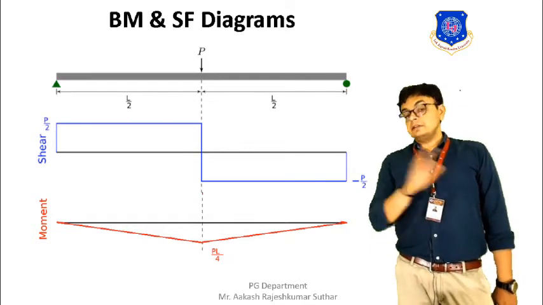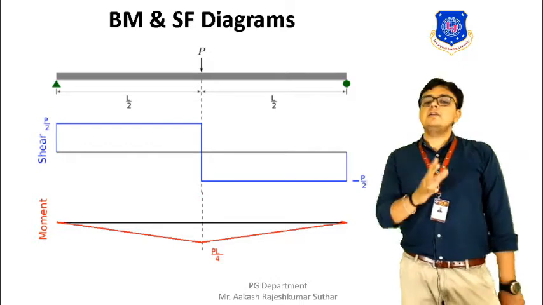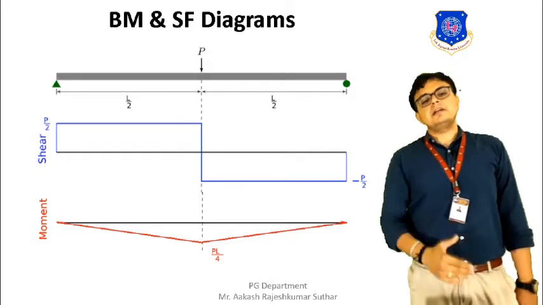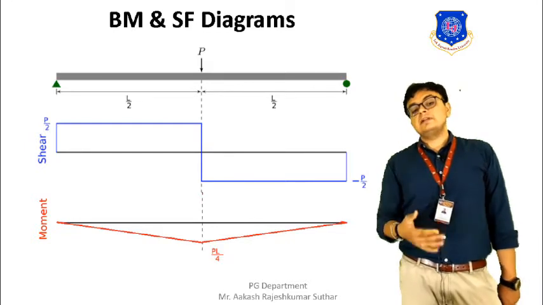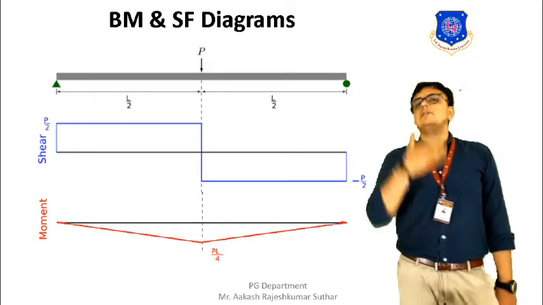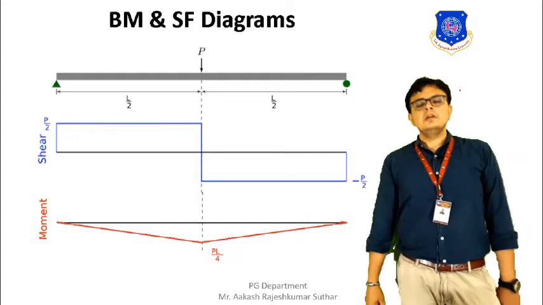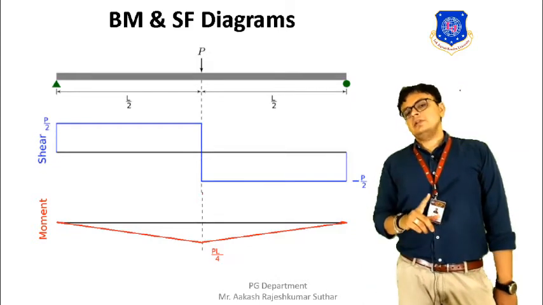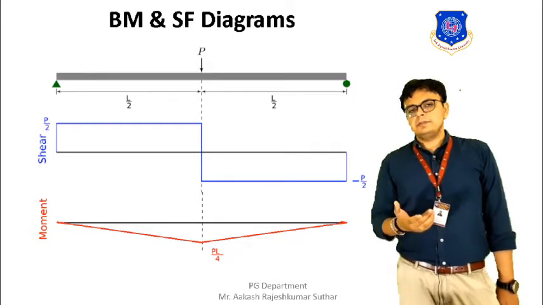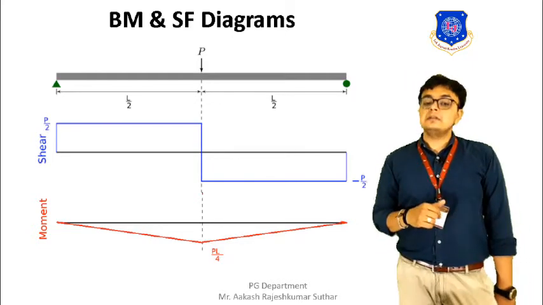The shear force intensity will be P by 2, P by 2. One P by 2 will be above the central line and it is positive, and the other will be minus P by 2, below the central line, and that will be termed as the negative shear force. So this is how we will be making the shear force diagram.